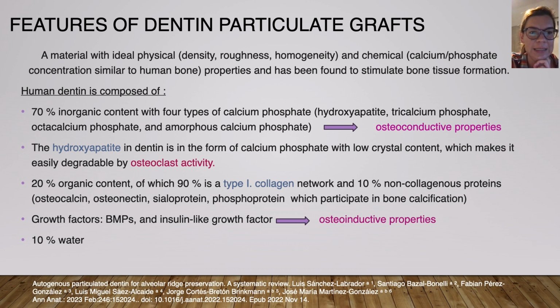Human dentin is composed of 70% inorganic content, 20% organic content, and 10% water. Because of the 70% inorganic content, which is four types of calcium phosphate, they are a very good scaffold, so they have osteoconductive properties. Because of the growth factors inside, they have osteoinductive properties as well. So that's how they act very well as a bone substitution material.